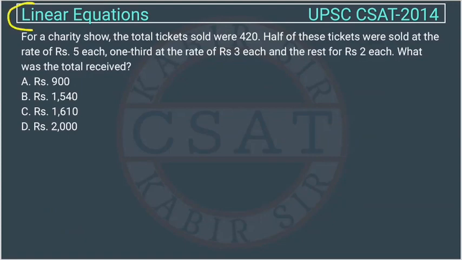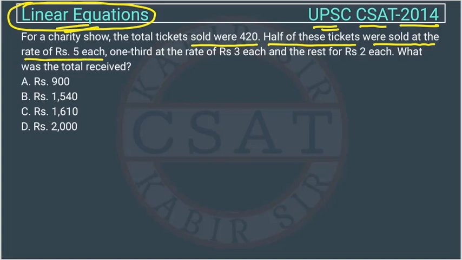This is a question of linear equation type, asked by UPSC in the CSAT exam of 2014. For a charity show, the total tickets sold were 420. Half of these tickets were sold at the rate of 5 rupees each, 1/3 at the rate of rupees 3 each and the rest for rupee 2 each. What was the total received? So how much is the total amount received?